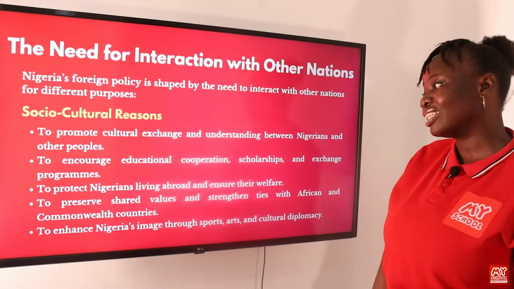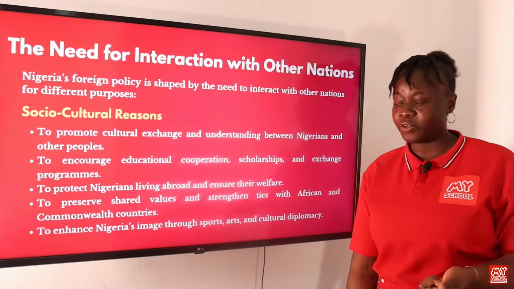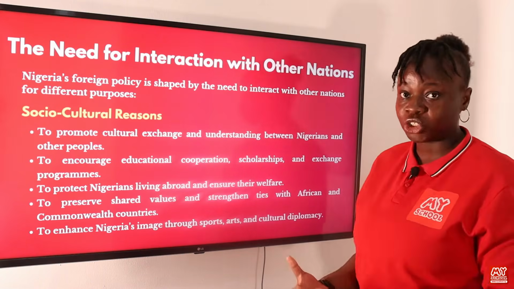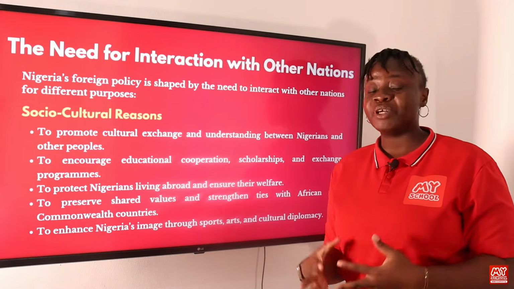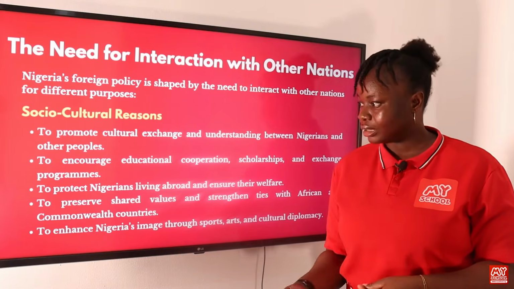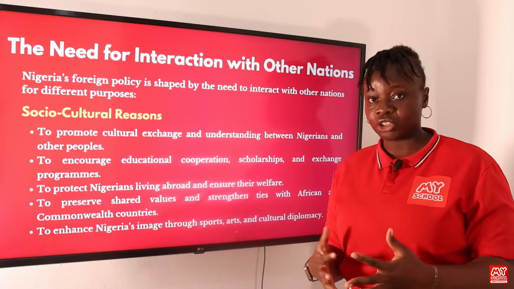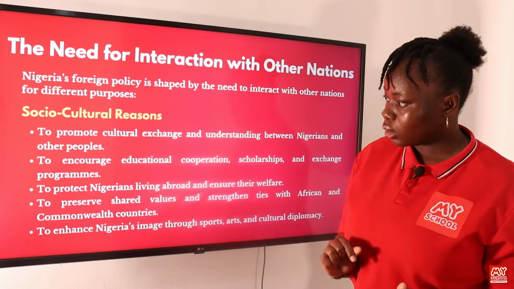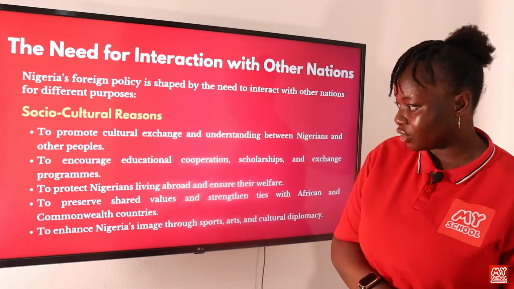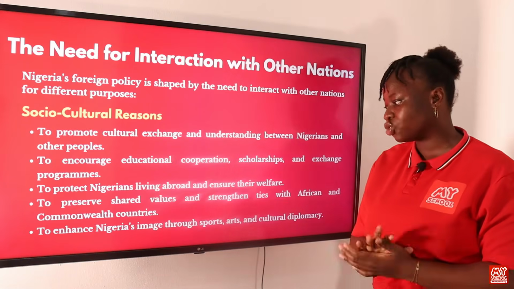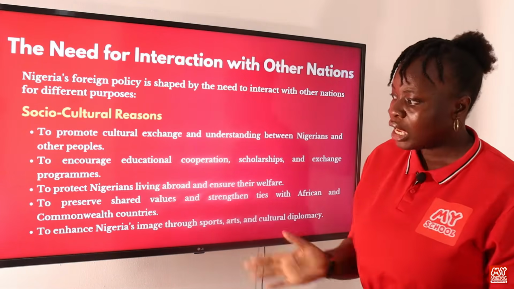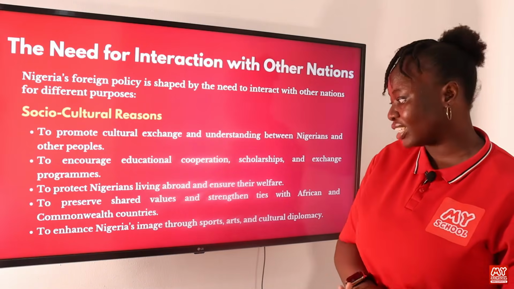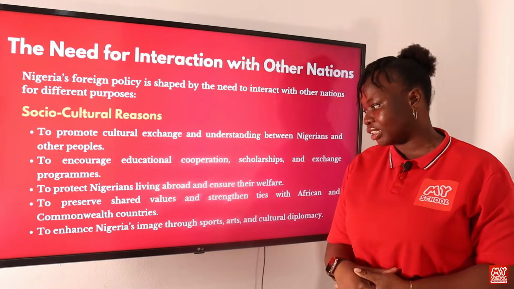We also do that to protect Nigerians living abroad and ensure their welfare. So if we do not have a good relationship with other nations, the way Nigerians who are living abroad are treated may not be the way we want them to be treated. So it's important to have a cordial relationship with other nations. So another reason for interaction with other nations is to preserve shared values and strengthen ties with African and Commonwealth countries. It also helps to enhance Nigeria's image through sports, arts, and cultural diplomacy.